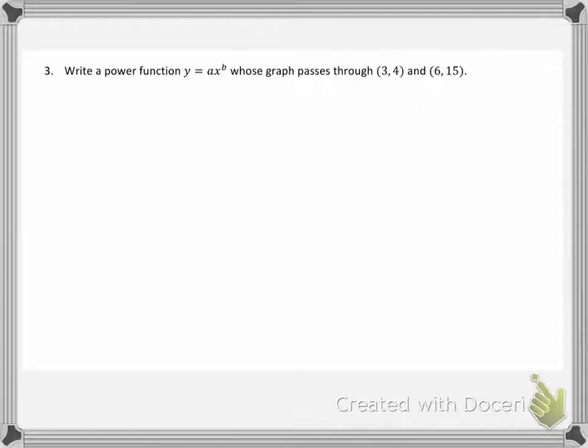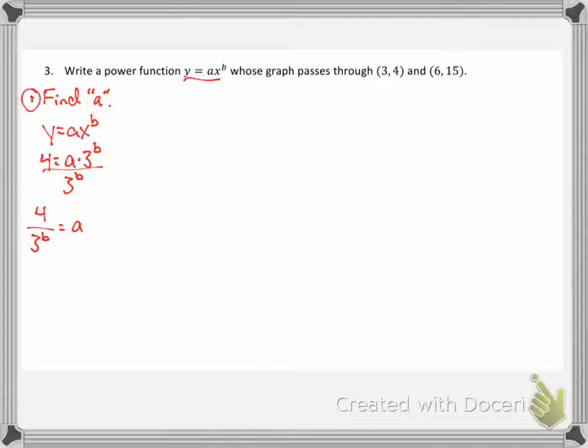Another power function. The graph is going to pass through 3, 4, 6, 15. So again, step 1, let's find A. So we're going to find A by plugging in the first point. So our first point, once again, was 3, 4. So the 4 will go in for Y, and the 3 for X. We're going to get the A by itself, so we'll have an expression of 4 over 3 to the B equals A.